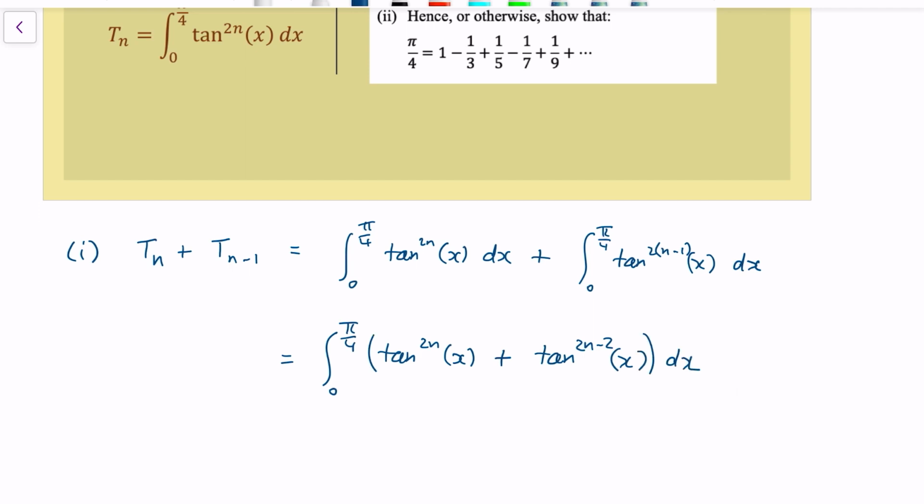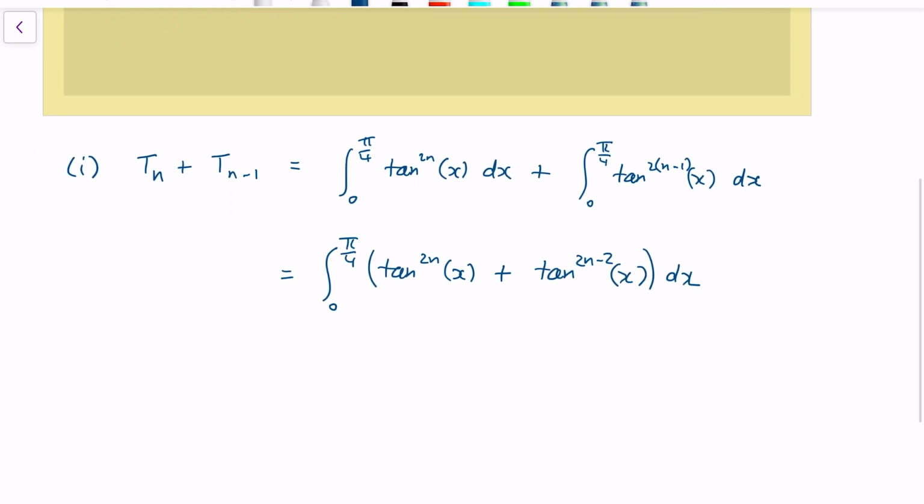Okay, so we're integrating that, and there's a common factor here. We can pull that common factor out. When you factorize things that have got negative exponents, like the 2n minus 2 does, we pull out the lowest power. If I factor out tan to the 2n minus 2, then this one here is going to be tan squared, and this one will just be 1.